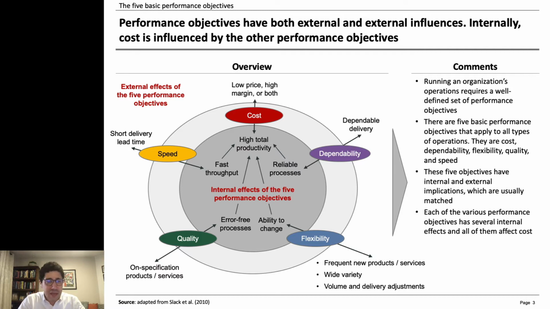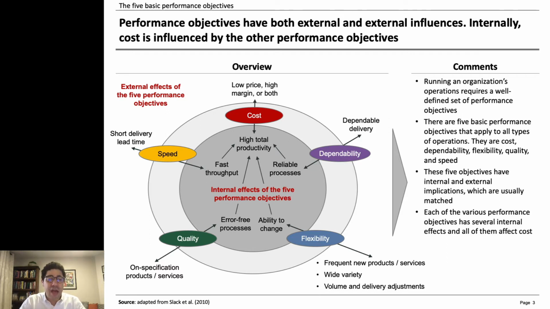So if we think about dependability, on the outside, we mean dependable delivery. On the inside is having reliable processes. If we think about the flexibility objective, we mean on the outside, frequently launching new products and services, having a wide variety of products and services, and adjusting volume and delivery to the client's needs. On the inside, it's our ability to change.